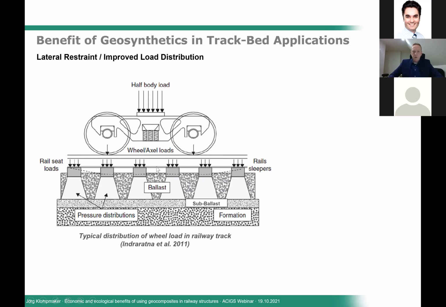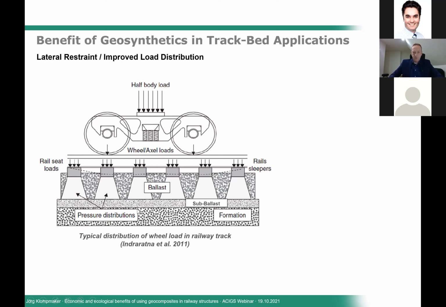So we already can assume that there is load distribution in the track without any geosynthetic. But with the geosynthetic, we can even increase the load spread within the ballast or subballast layer. So we are reducing the stresses which are transferred to the subgrade. And by reducing these stresses, we are reducing settlements and also differential settlements, which are the most critical point in railway track structures.